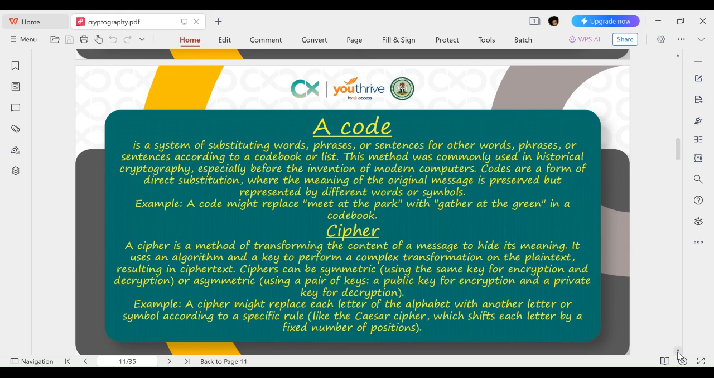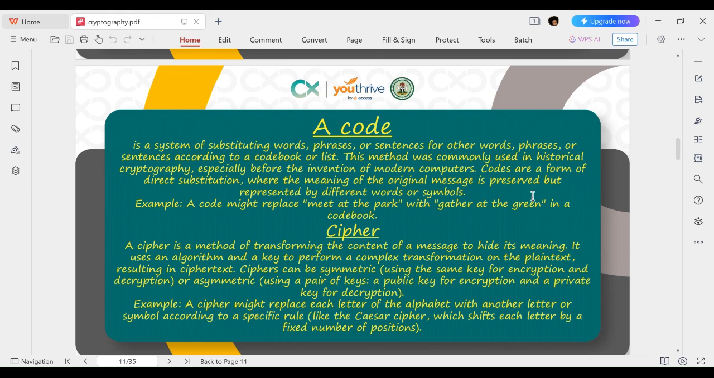The green, let's say we're assuming the green is the grass, and "gather" means let's meet. So when you read "gather at the green", you could easily understand what it means: let's meet at the park.